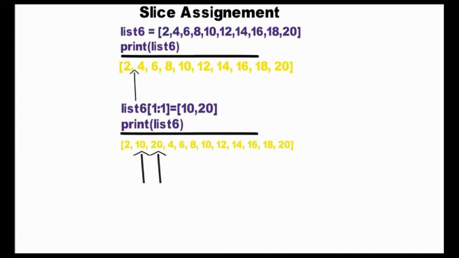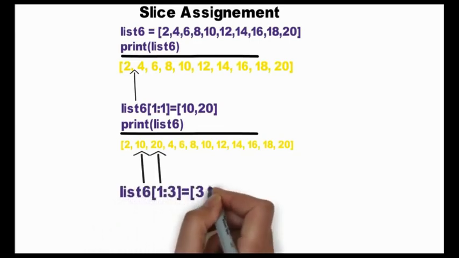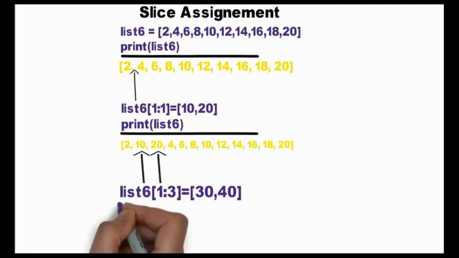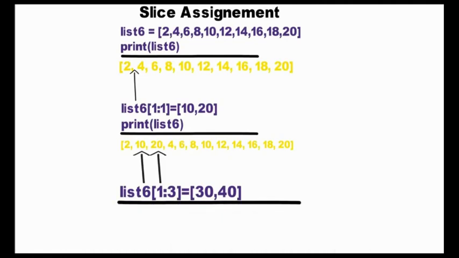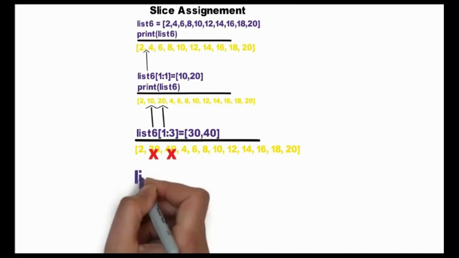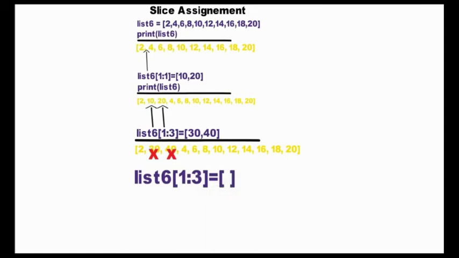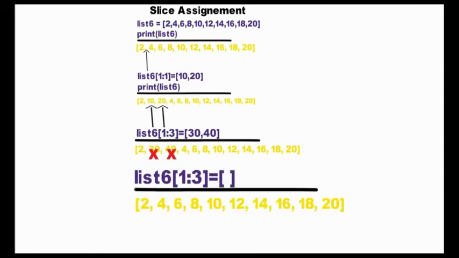In the next example we shall replace the items at index 1, 2 with the values 30 and 40. So we have to write list6[1:3] = [30, 40]. We can observe that 10, 20 is replaced with 30 and 40. Next we will remove the elements 30 and 40 using slice assignment. To do this we simply write list6[1:3] = an empty list. So the elements at 1 and 2 will be removed here.